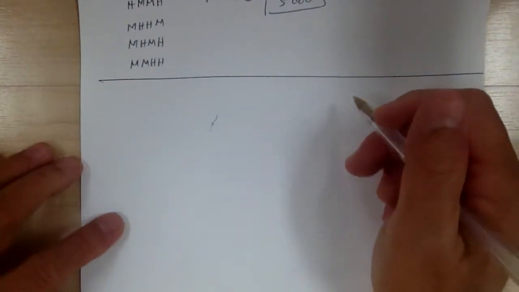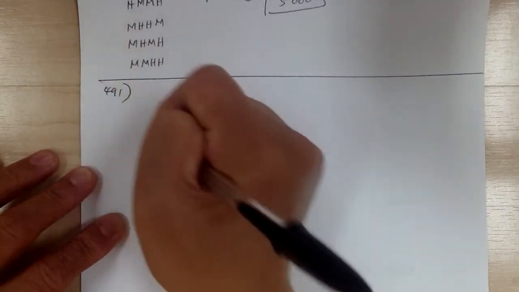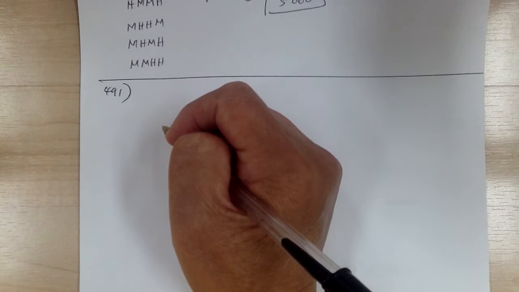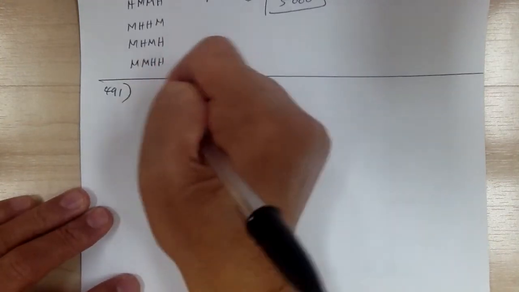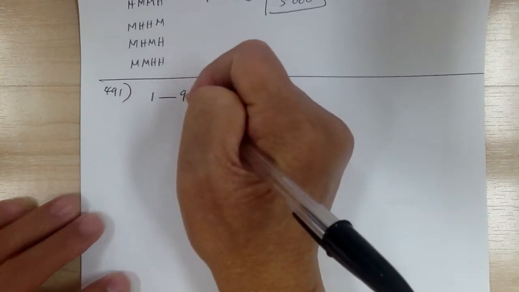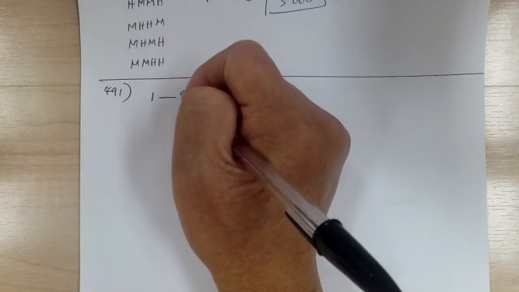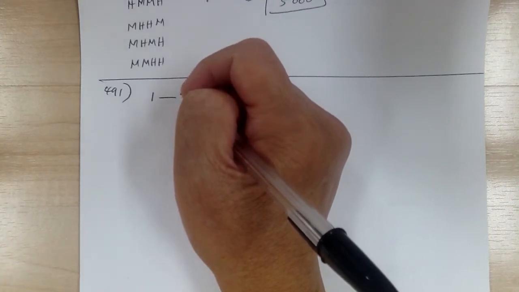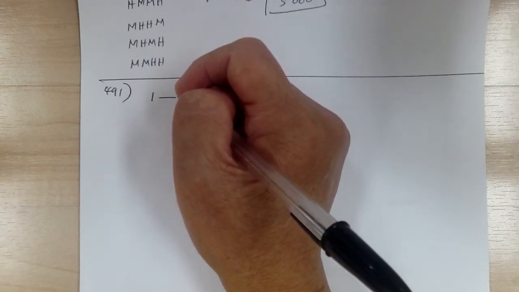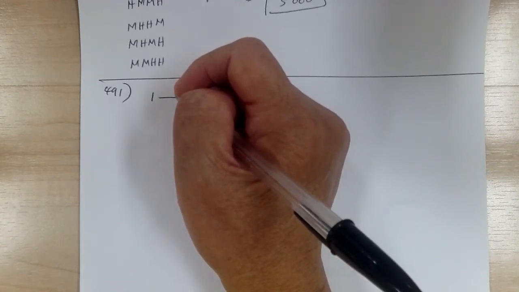Okay, let's go to 491. 491 says a 2 digit between 1 and 9 inclusive. Inclusive means you include the numbers, so 1 to 9 inclusive, selected at random. The same digit may be selected twice. What's the probability the product is a multiple of 3?